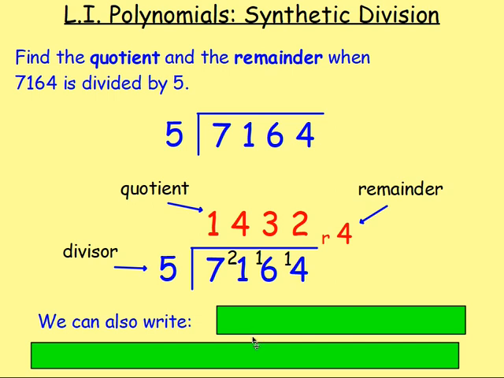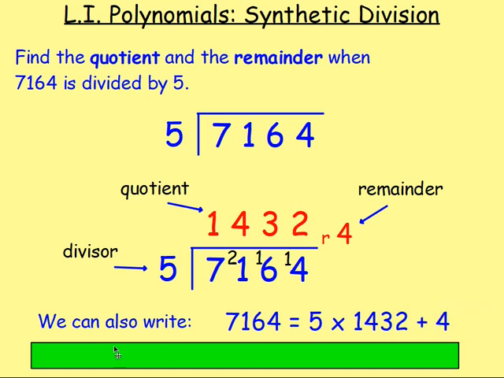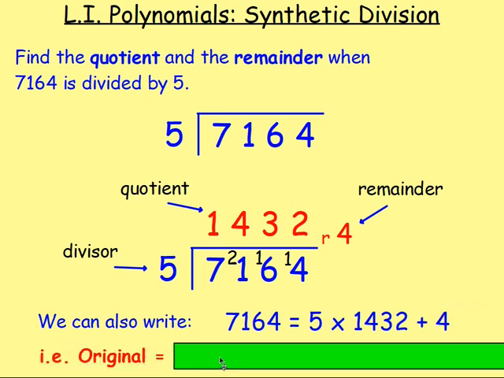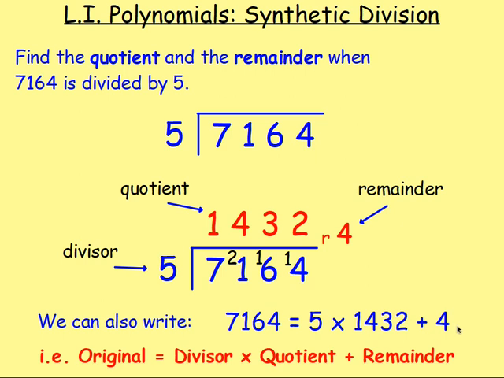You could also reverse this as well. We've set it up as the division calculation, but you could reverse it and you could say that the 7,164 is equal to, well, you can see it's 5 lots of 1,432 plus that remainder that is left over. In other words, what we're really saying is that the original number is equal to the divisor times the quotient plus the remainder. Again, you need to know which part of the calculation they are.